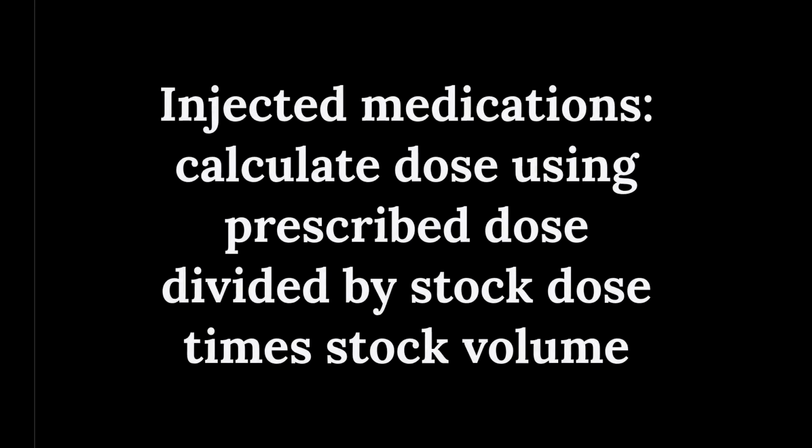Injected medications often come in vials. The formula is prescribed dose divided by stock dose times stock volume. For example, a 60 milligram dose with a stock of 120 milligrams in 2 milliliters needs 1 milliliter. Ensure the correct volume is drawn. This method applies to both bolus and continuous infusions.